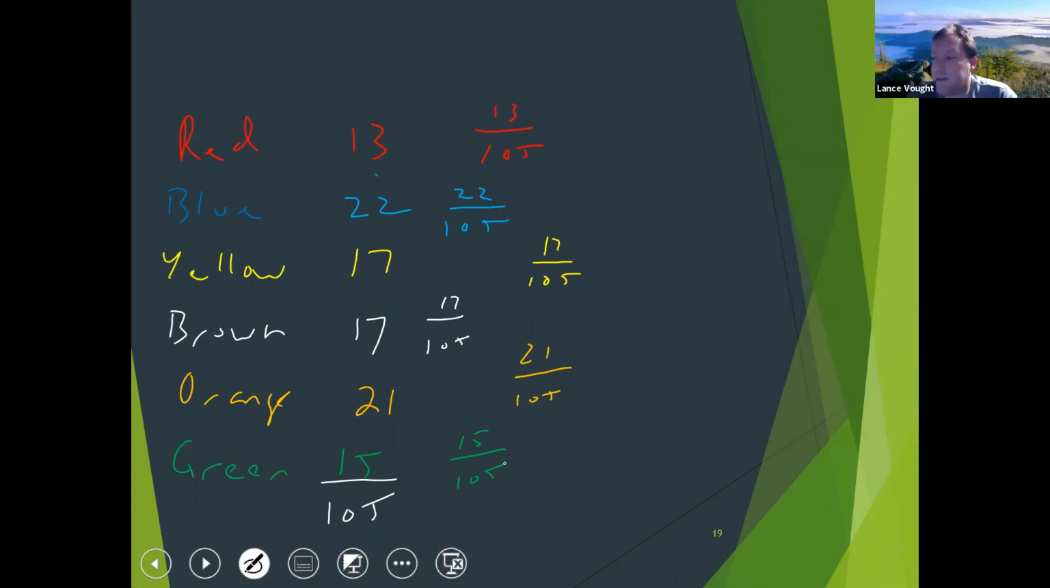So that means that red cannot be simplified. 13 is a prime number, which means that unless the denominator is divisible by said prime number, it cannot be simplified. So red is actually done.